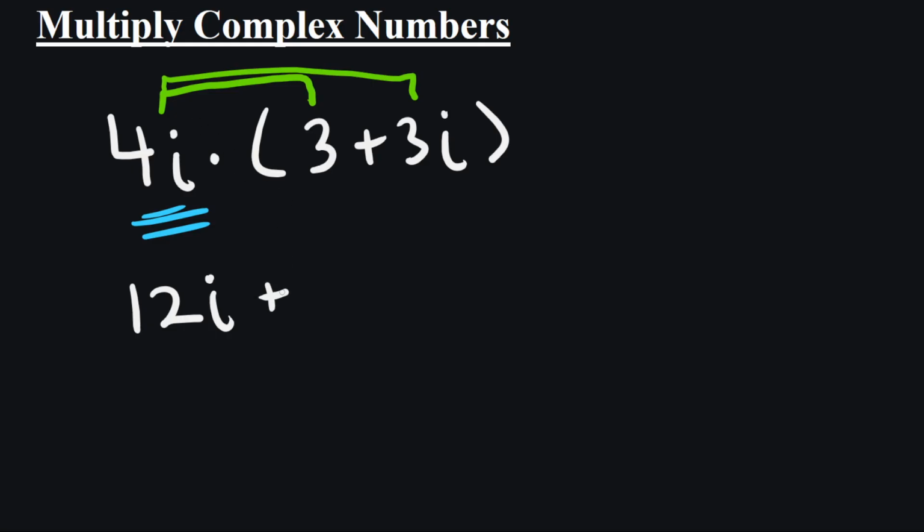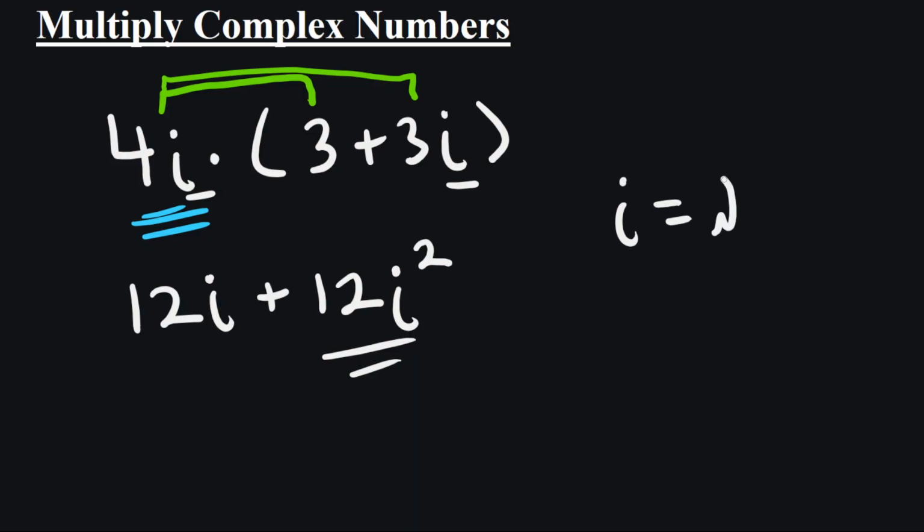Good, so plus. And what is 4i times 3i? Well, again, what's 4 times 3? That's 12. And what's i times i? i times i is i squared. Good, but we're not done yet, because i squared, what did we say i squared was? We said i is the square root of -1. So what does that make i squared? That means i squared, by definition, is -1.